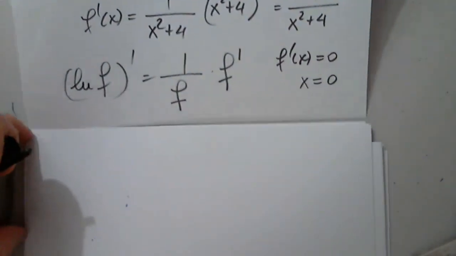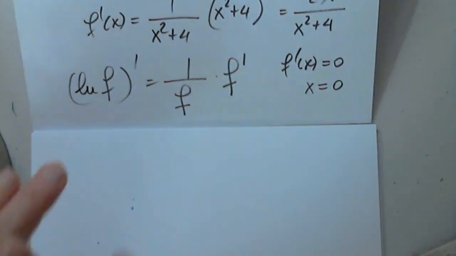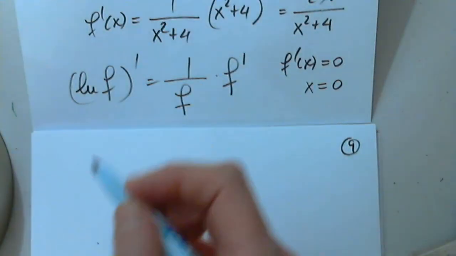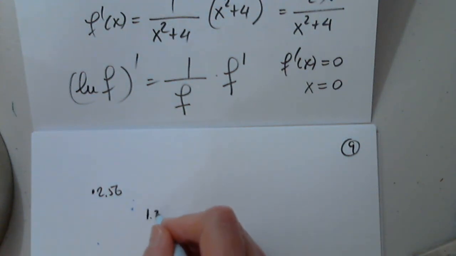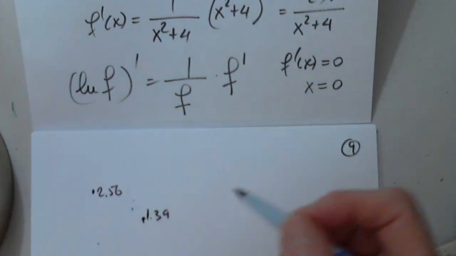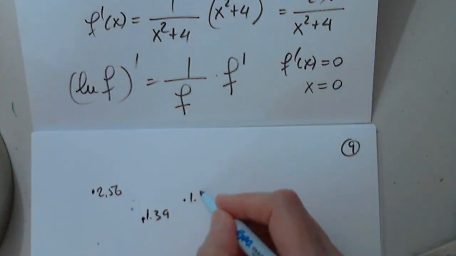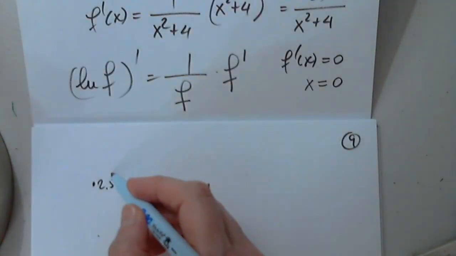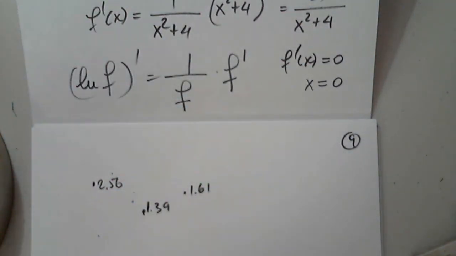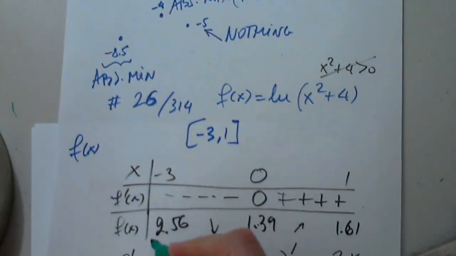And like before, I'm not graphing the function. I'm just picturing what's happening here. I see a 2.56. I see a 1.39 point, and then 1.61. So this is at the height of 2.56, this is at the height of 1.39, and this is at the height of 1.61. What does this point represent? And to be exact, I should write them on the table. So yes, indeed, this is an absolute max.